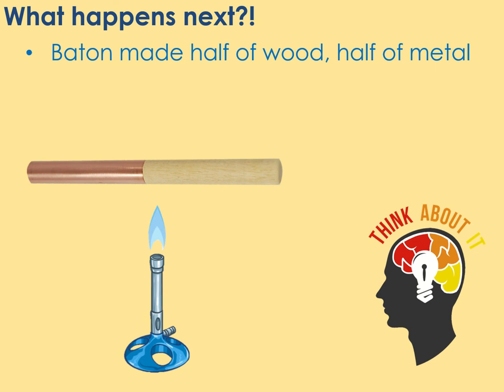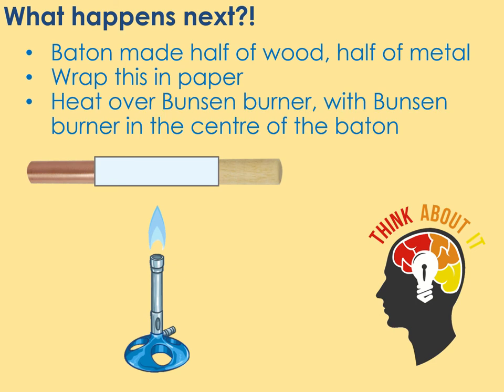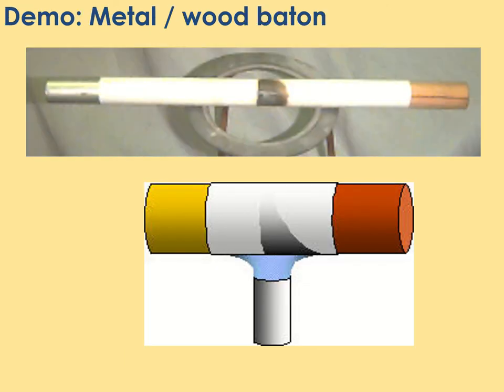This is also a kind of classic experiment to get asked about in exams: if you take a baton that's half wood and half metal, wrap it in a sheet of paper and heat it over the Bunsen burner, with the Bunsen burner over the join between the two substances. So the question is, what happens next? Well, this is what happens.